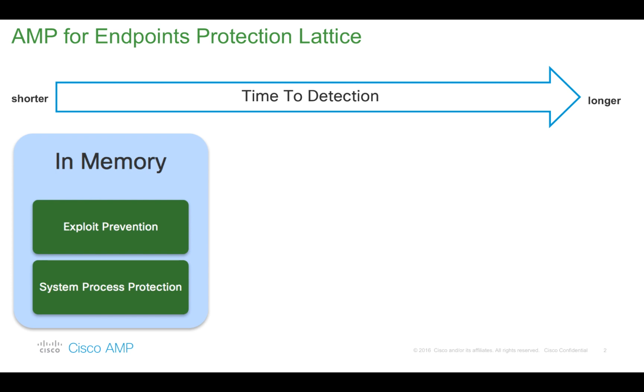System process protection provides defenses to critical Windows system processes, such as Local Security Authority subsystem, Windows Logon application, Session Manager subsystem, and many others, by preventing compromise of these processes through memory injection attacks by other processes.